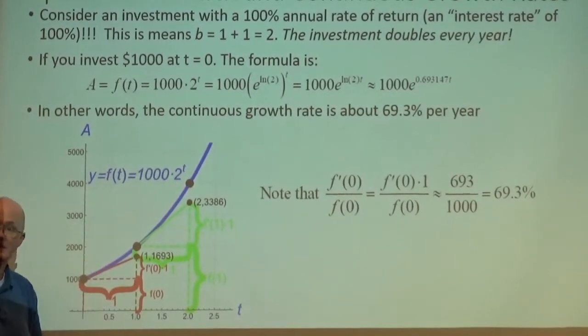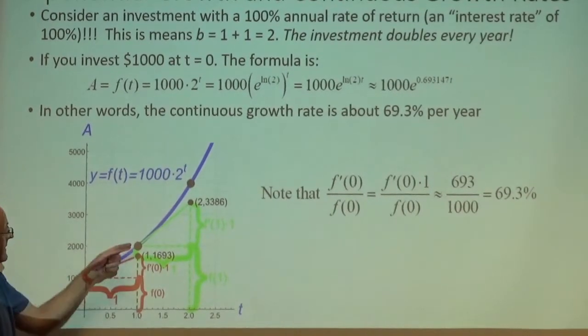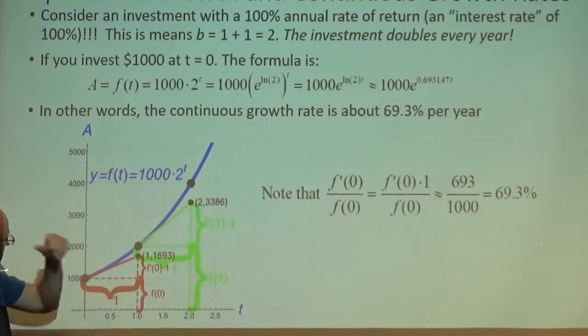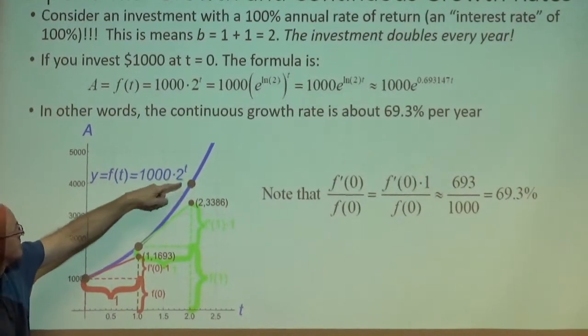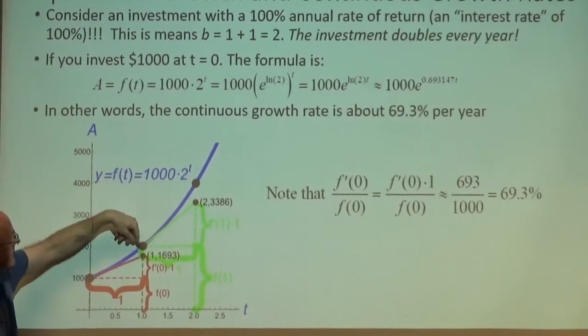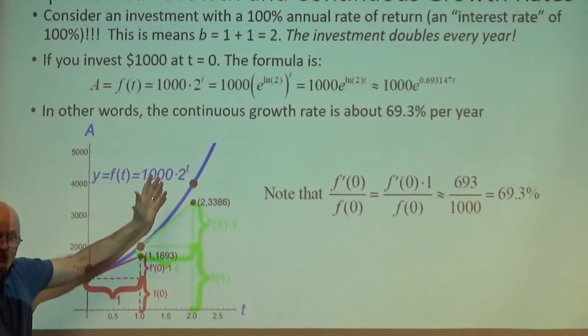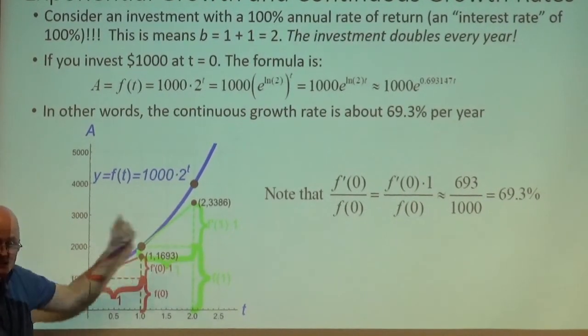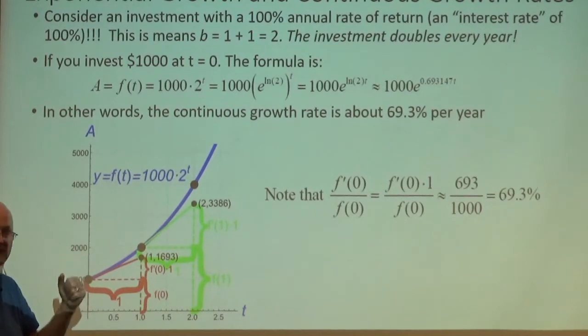And it works no matter what the time is, actually. You go from time 1 to time 2, an increase of 1 year. The money grows along the blue curve. It doubles from 2,000 to 4,000. Along the green tangent line, it doesn't double. It grows by 69.3% again. The length of this line segment right here divided by that line segment is still 69.3%, 0.693.